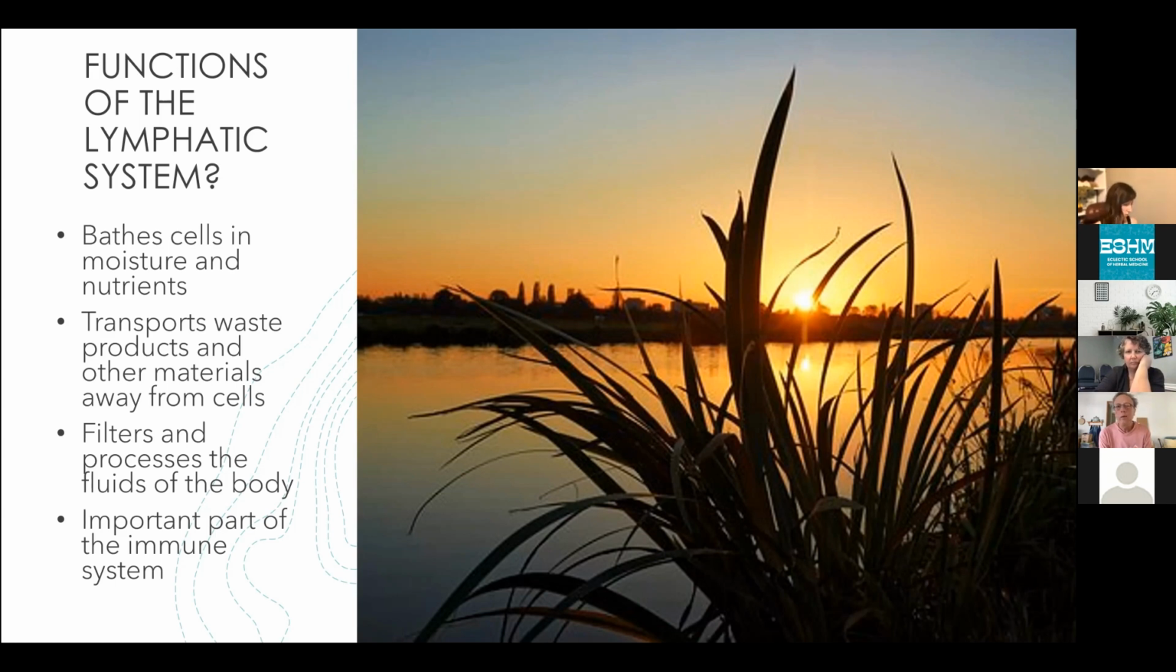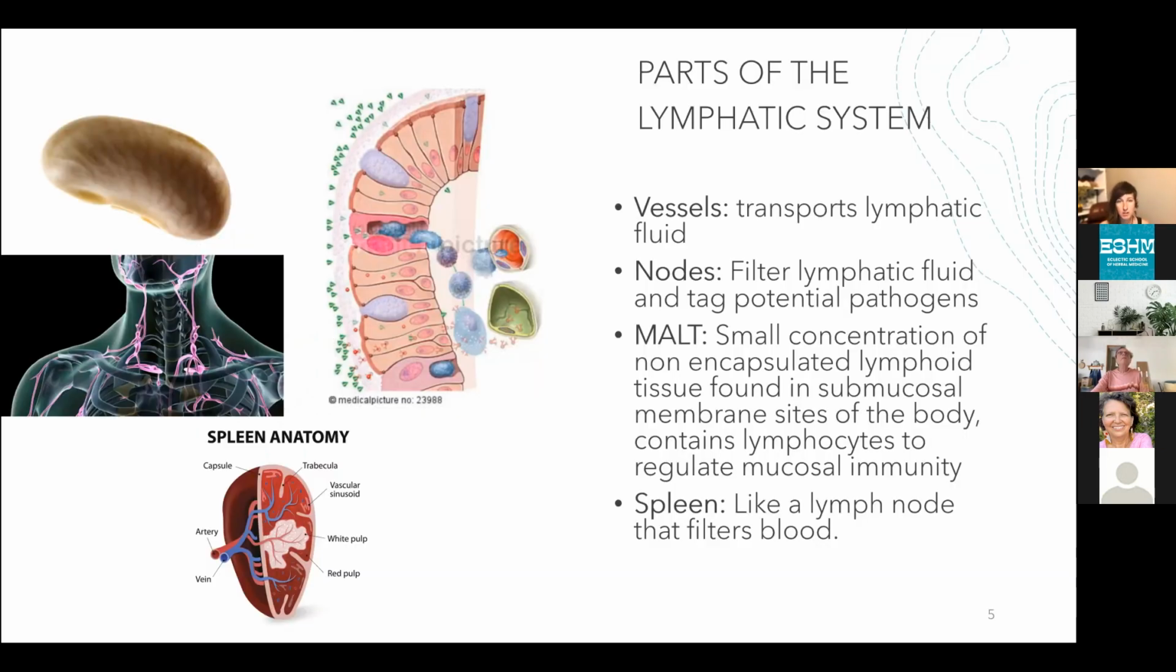We don't have time to dive deeply into the immune system, but you will be getting links to some resources to dive more deeply into it. Some of the main parts of the lymphatic system: we have the vessels. You see here some vessels in pink. The point of our lymphatic vessels is to transport lymphatic fluid throughout the body. We have lymph nodes. These filter our lymphatic fluid, and they tag potential pathogens. They clean up the byproducts of killing pathogens.